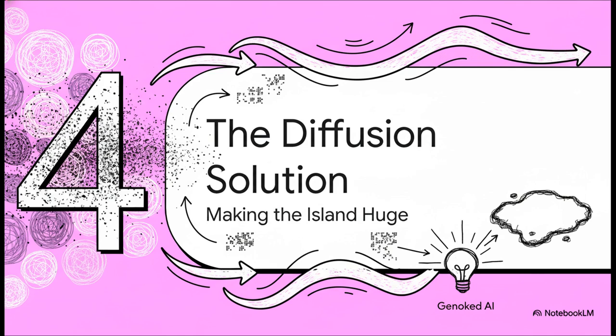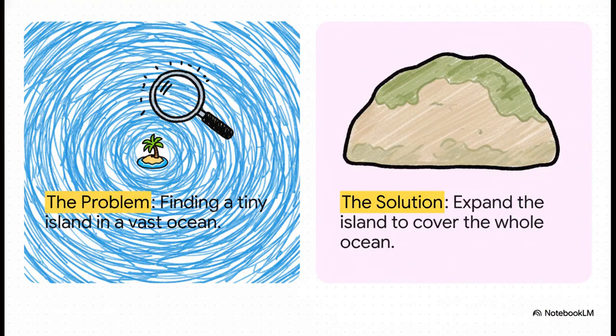And this is what brings us to the absolutely genius idea that really unlocked all of modern AI image generation: diffusion. So the problem is like trying to find a tiny needle in a giant haystack. What's the solution? Well, instead of looking for the needle, what if you could just make the needle as big as the haystack itself? I mean, if your target is everywhere, you literally can't miss it.